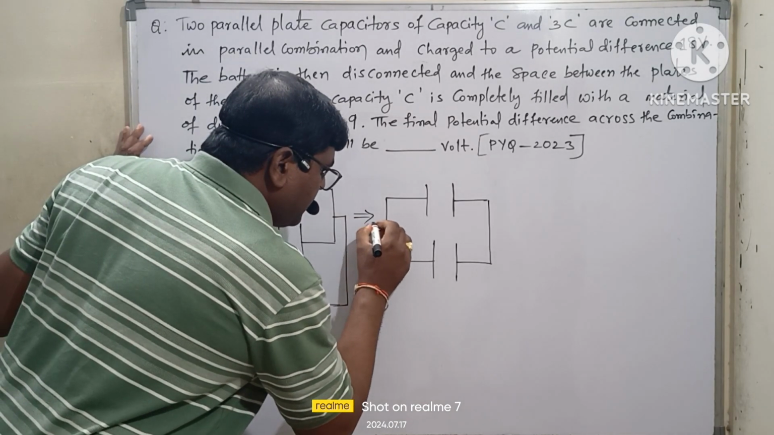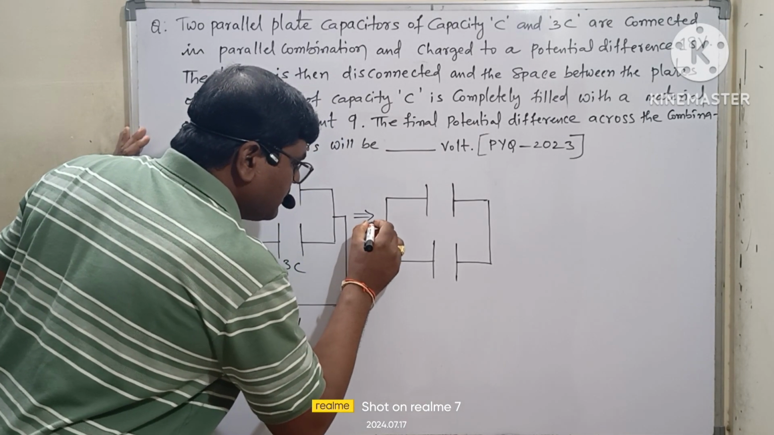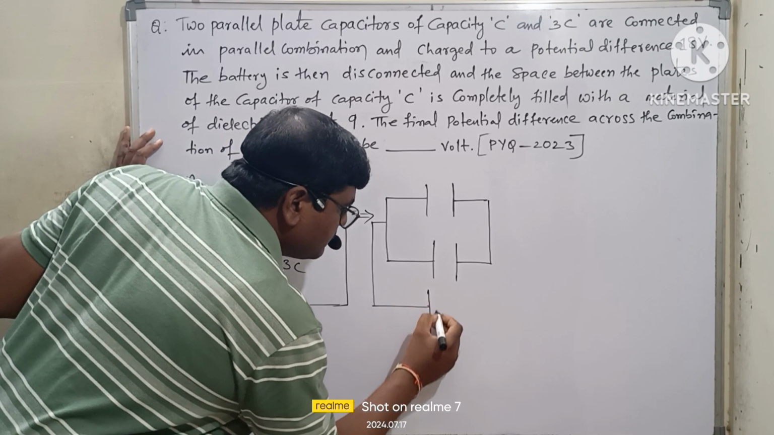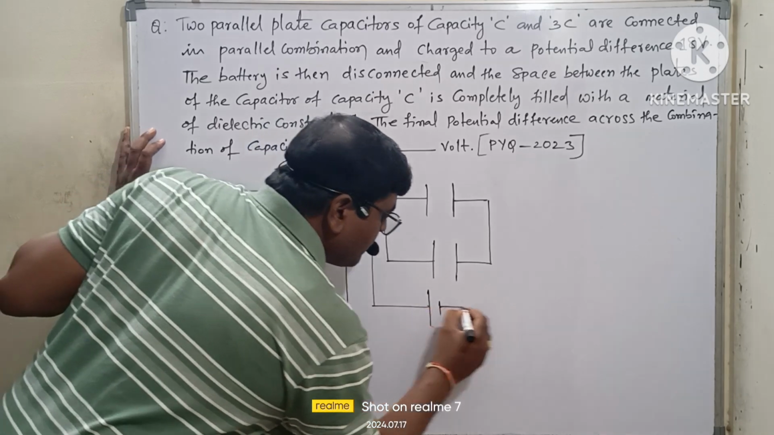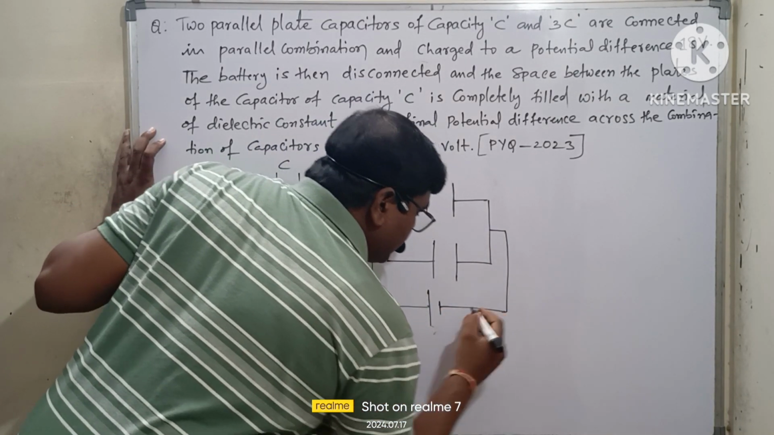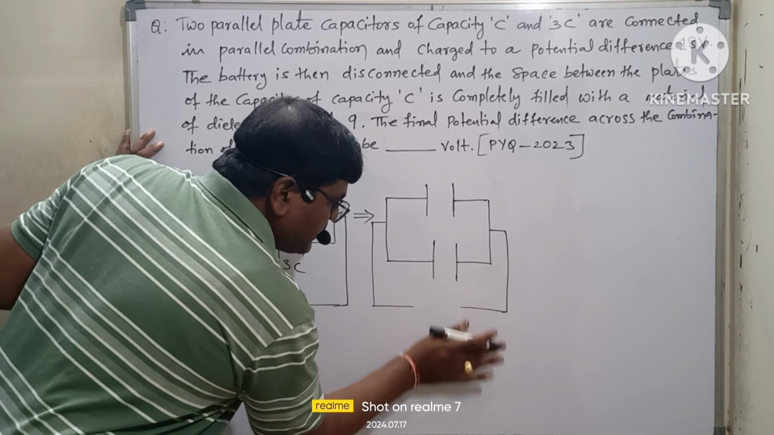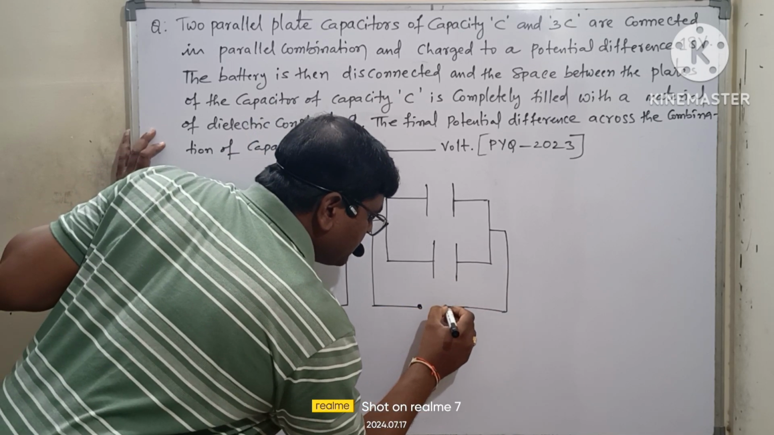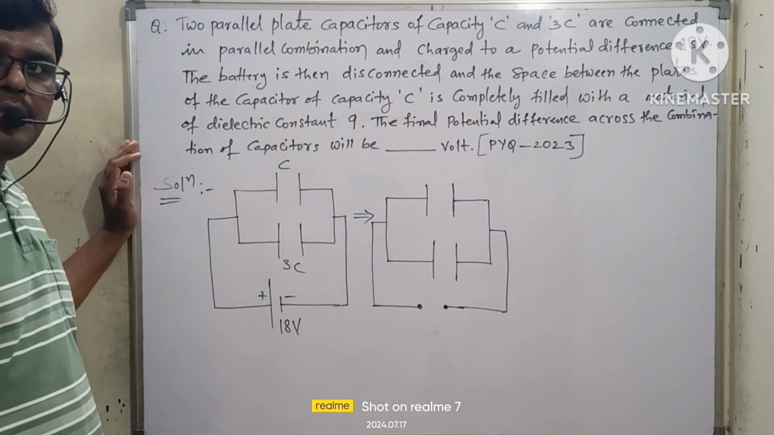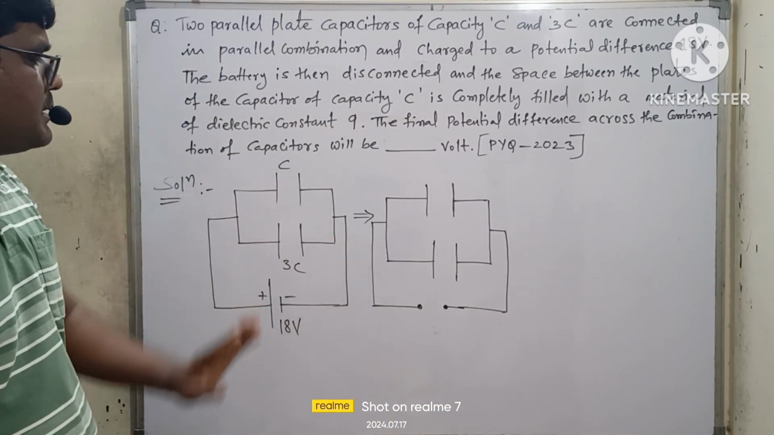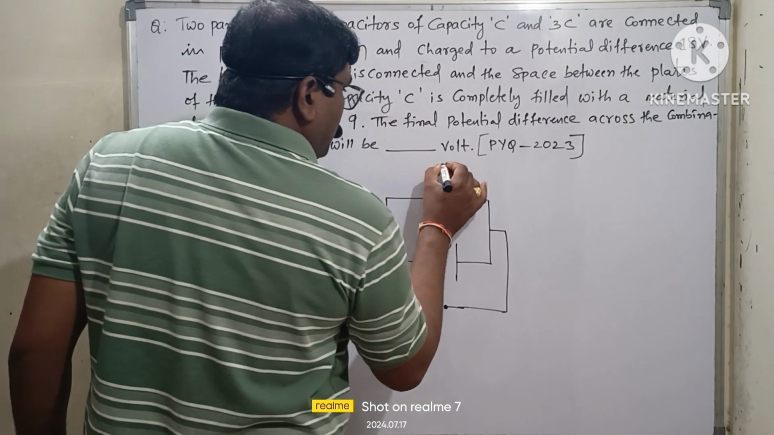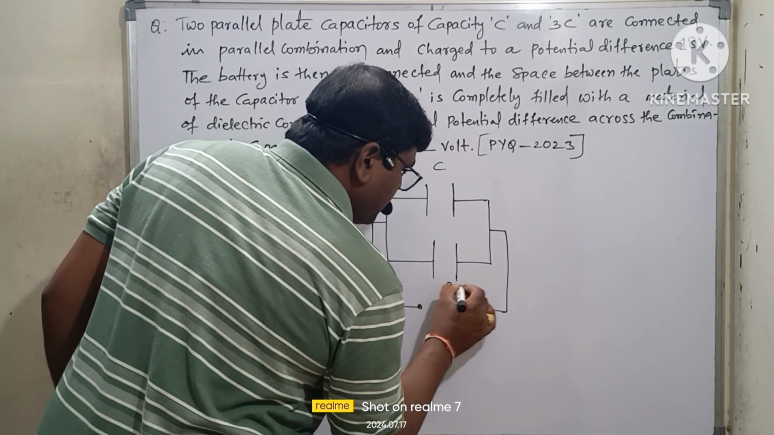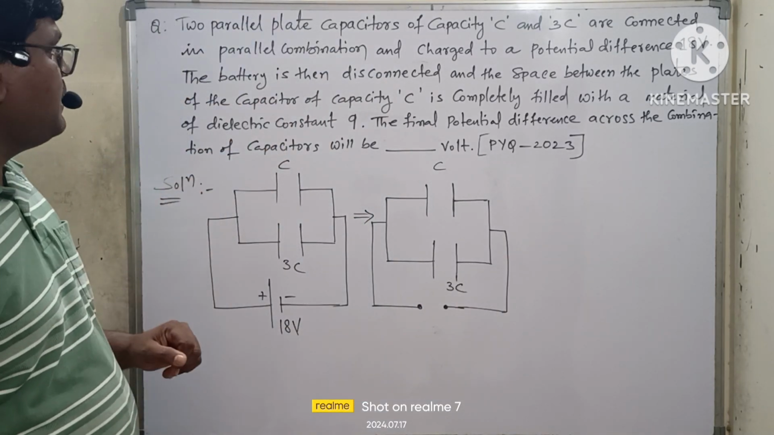Battery disconnected, that is the situation. We can write this here. Battery connection, but it is now disconnecting. Disconnecting means there is no potential difference applied across these two. Okay, now the battery is disconnected. So what is the capacity of this one? Same only, capacity does not change. And here its capacity is 3C, of course. But the logic is there.